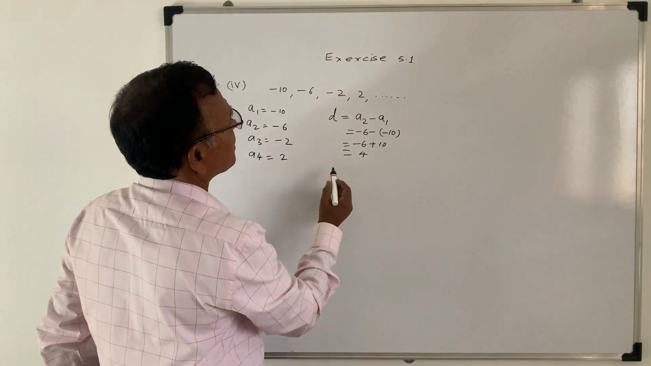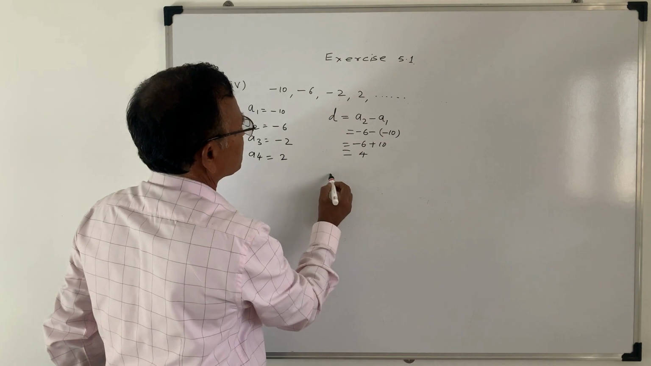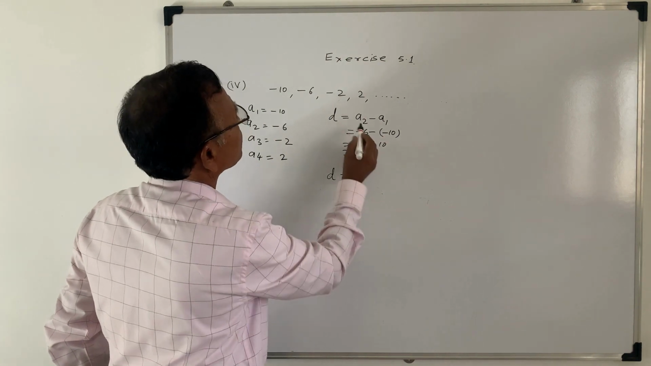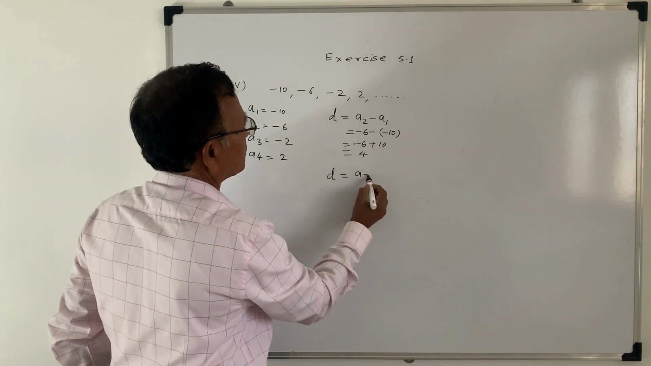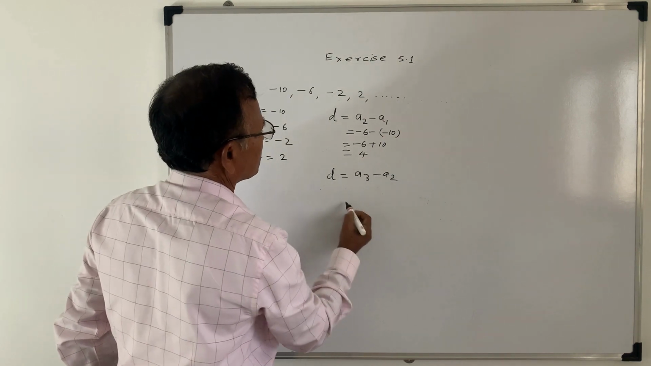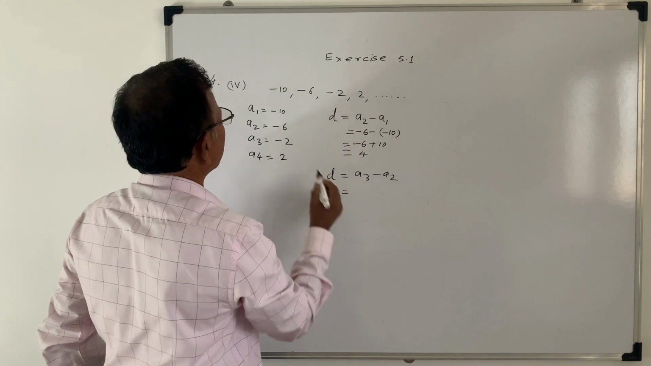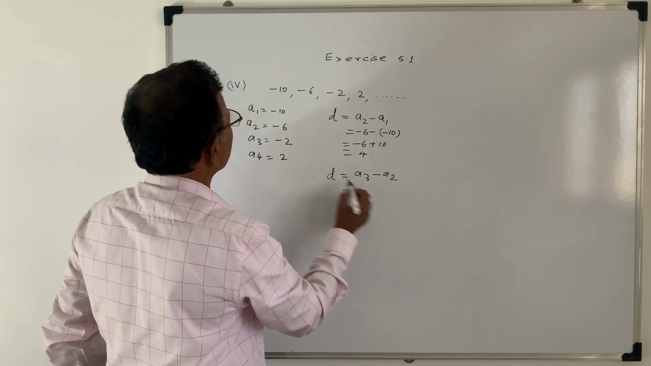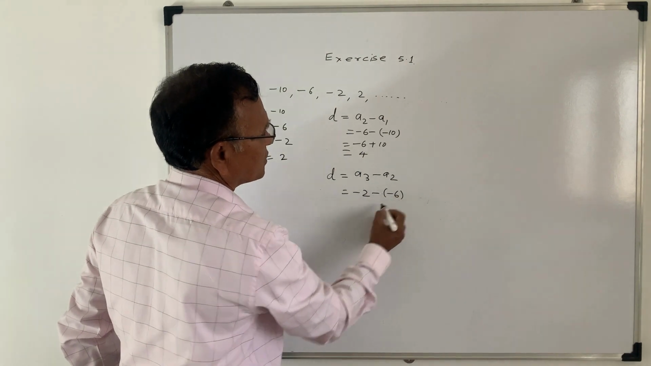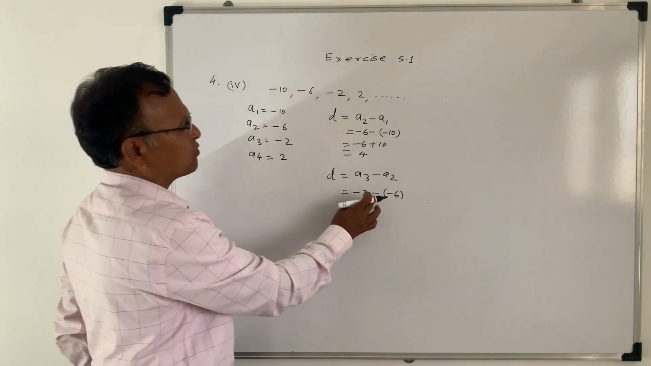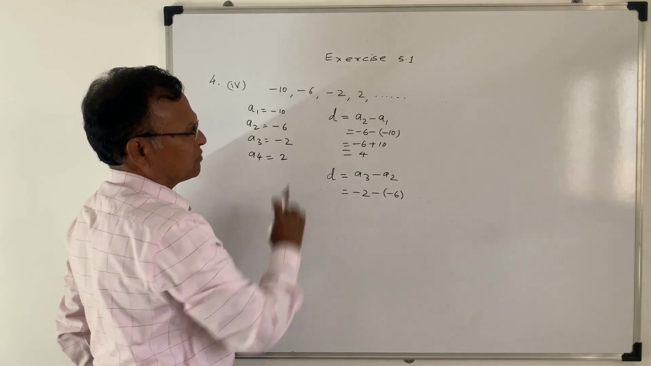Similarly, you take other two terms, so that will be A3 minus A2. So A3 is minus 2 and A2 is minus 6, minus of minus 6. You have to write this. You have to subtract from A2.